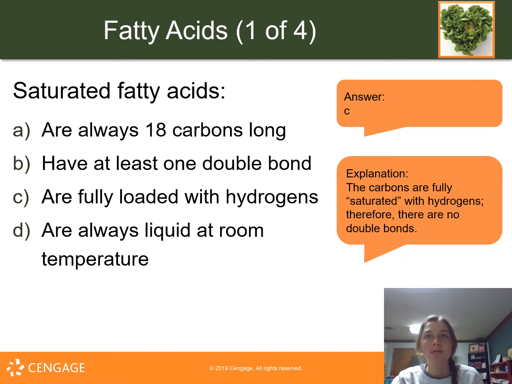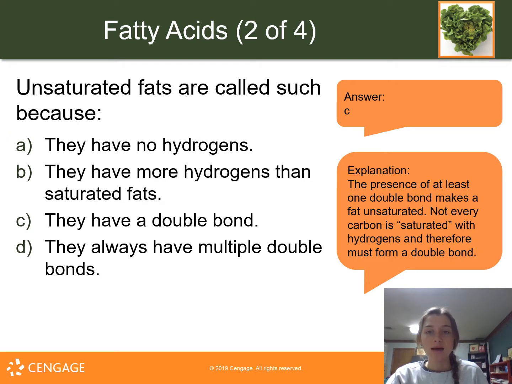And so let's talk about the saturated fatty acids. They are always fully loaded with hydrogens. The carbons are fully, in a sense, saturated with hydrogens, and there aren't any other bonds, such as a double bond between carbon and carbon, occurring. Unsaturated fats are called this because they do have a double bond. The presence of at least one double bond makes the fat unsaturated because not every carbon in that fatty acid tail is saturated with a hydrogen, because it formed a double bond with a carbon.